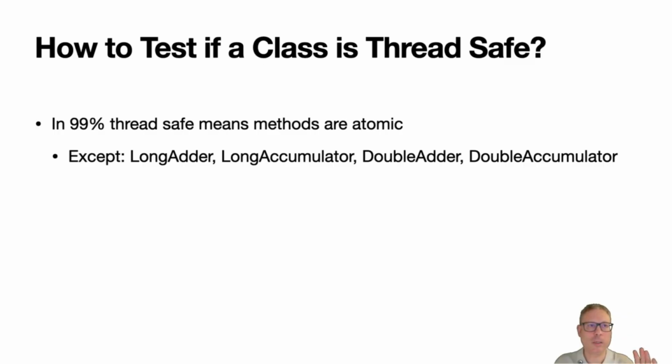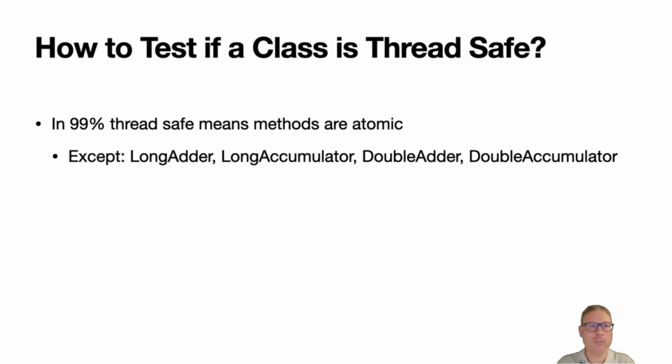Okay, so now after we have deterministic unit tests, the question is, how can we use it to test if a class is thread safe or not? How can we use it actually? Well, in 99% of all cases, thread safe means the methods are atomic. So we see either the value before or after the call, but nothing in between.